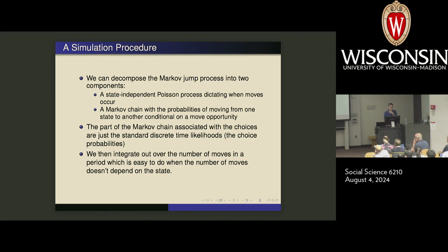This is related to time aggregation. So if you go back to CCP, if you don't see when people move, how do you get the... I can see how you can construct the likelihood, but how do you get the sigma if you don't know when people make a move? Yeah.